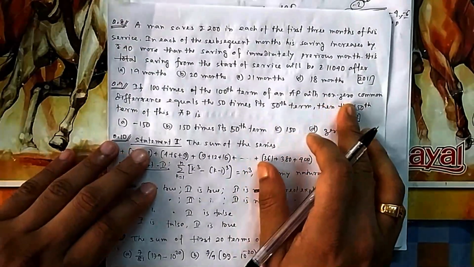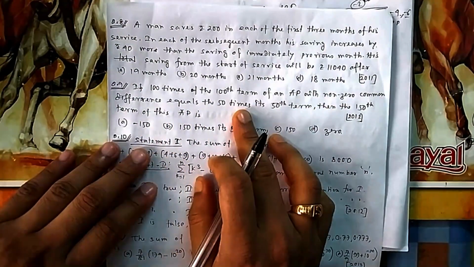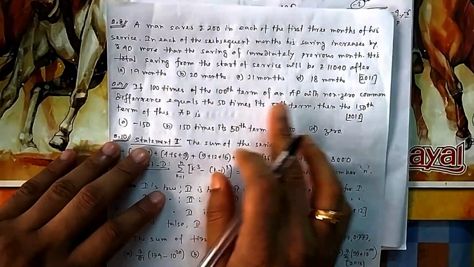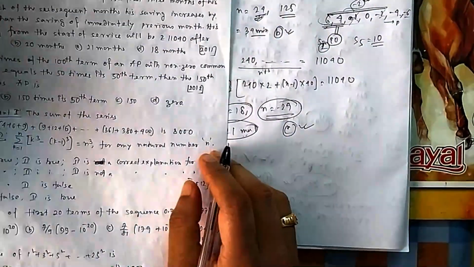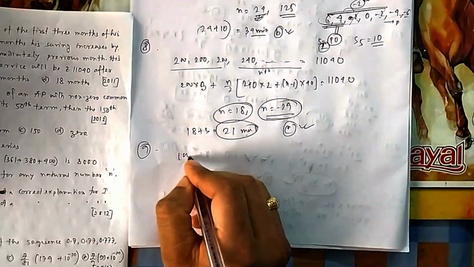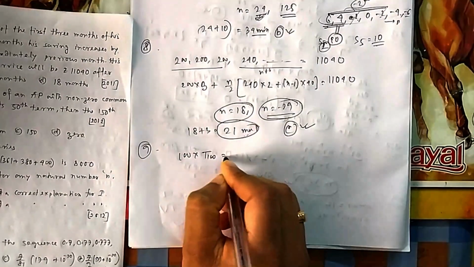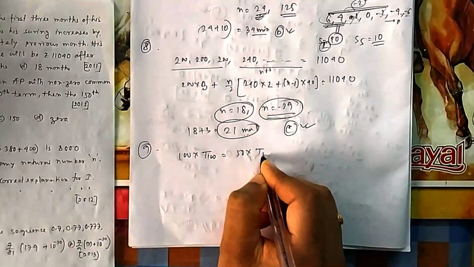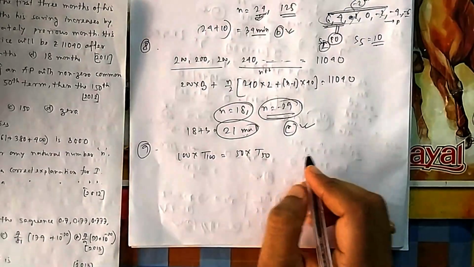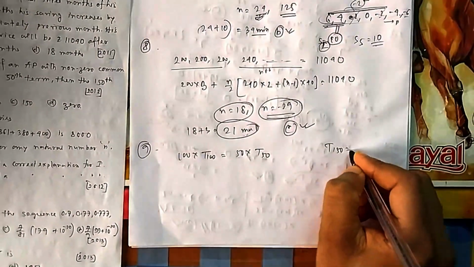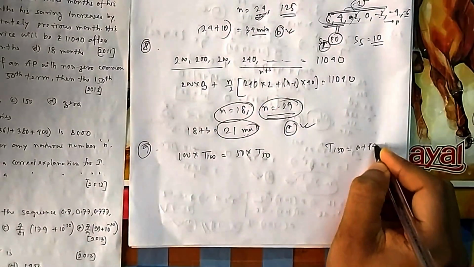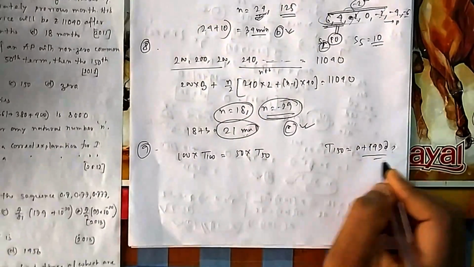Now if you come to 19, if 100 times the 100th term of an AP with a non-zero common difference is equal to 50 times the 50th term, then you have to find T150. So it is 100 times the 100th term equal to 50 times the 50th term. Then you have to find T150. That is A plus 149D. You have to find something like this.